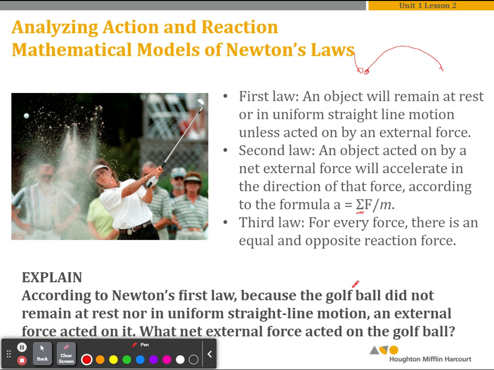So what net external force acted on the golf ball after the club hit it? Well, the only force acting on it after the club hit it, because it was in free fall, right? Once it was a projectile, it was in free fall. The only force acting on it was gravity, the gravitational force, the force of the Earth on the ball. We sometimes call it F sub g for force of gravity. The force of gravity is constantly pulling it down, and that's why it follows that parabolic path.